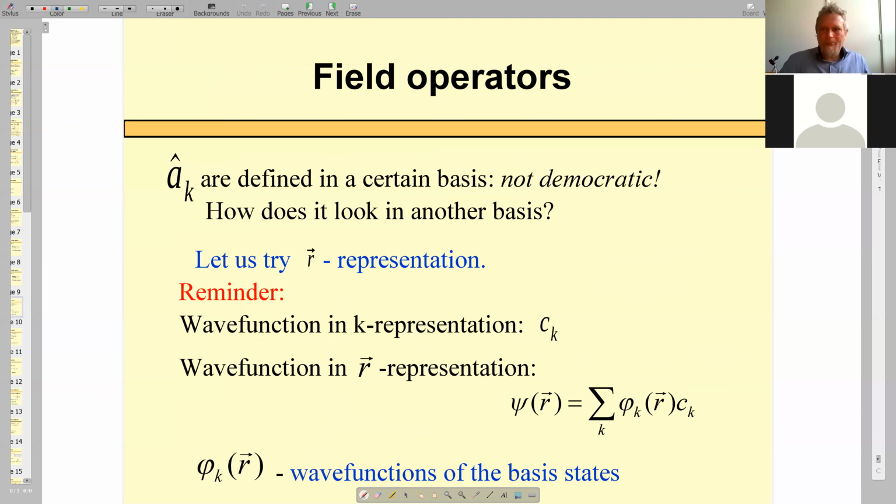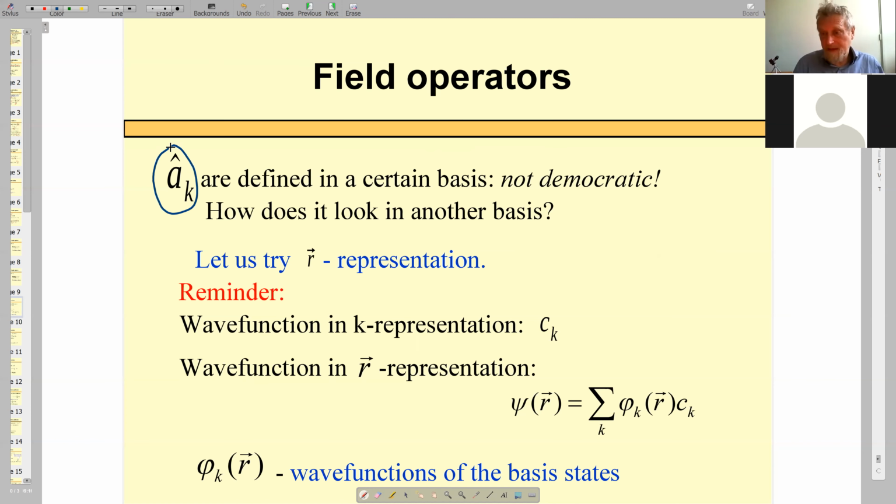Let me turn to a more flexible and sometimes more useful representation of these operators. Okay, what we did, we defined these operators, annihilation operators, in a certain basis. The basis of some eigenstates in single particle basis. We could have some Hamiltonian in single particle basis and define the levels.